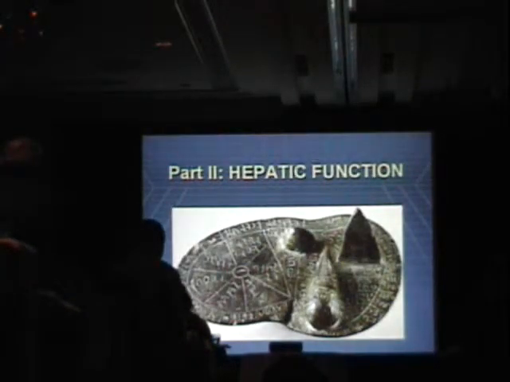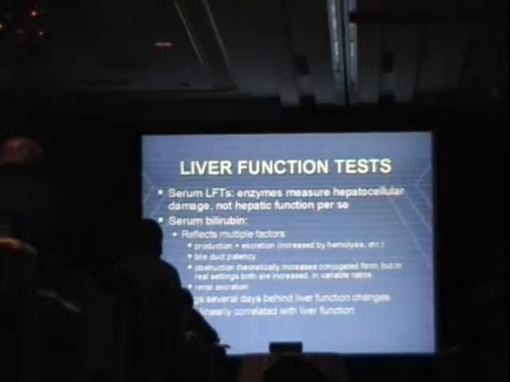Okay, the next main topic is liver function. And this is an Etruscan model of the liver. It was used in fortune telling, looking for omens based on the anatomy of the liver. Liver function tests, we use them to evaluate liver function, but they're not actually very responsive to the immediate status of the liver. It takes a while for these things to develop. And actually what they are is measures of hepatic cellular damage, not actually liver function.